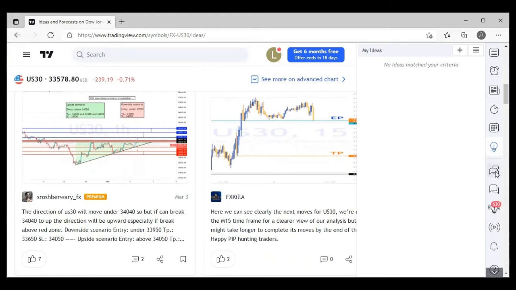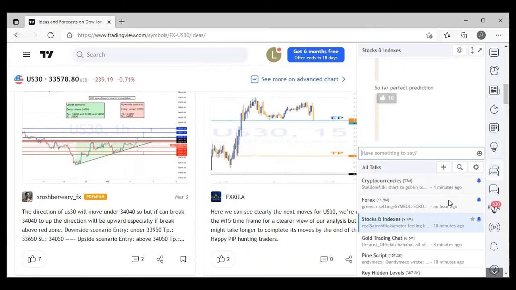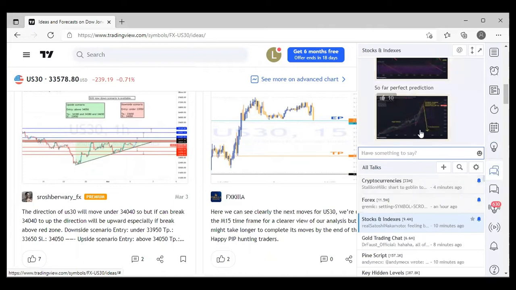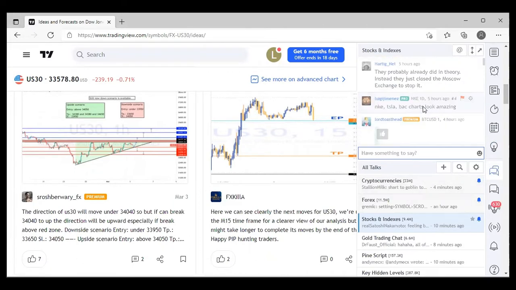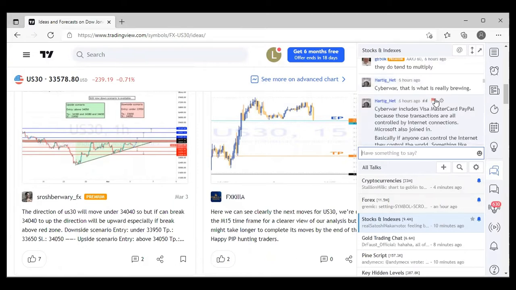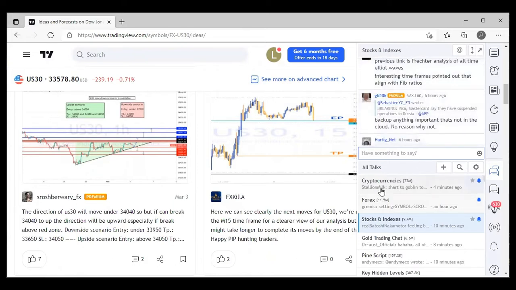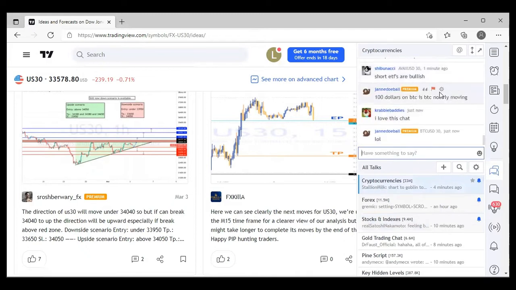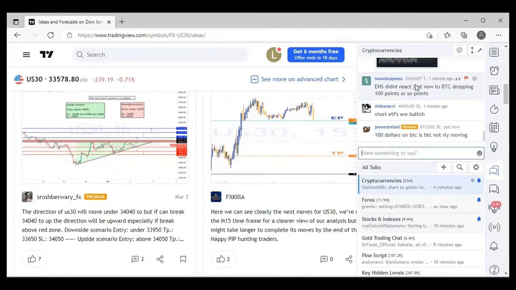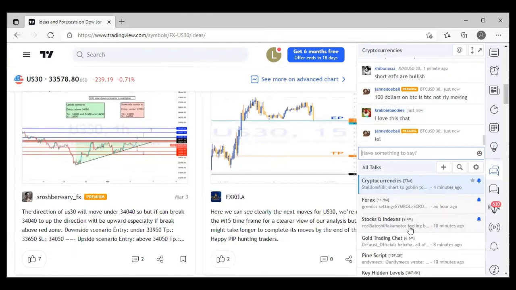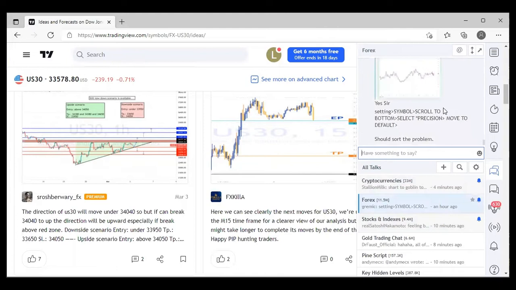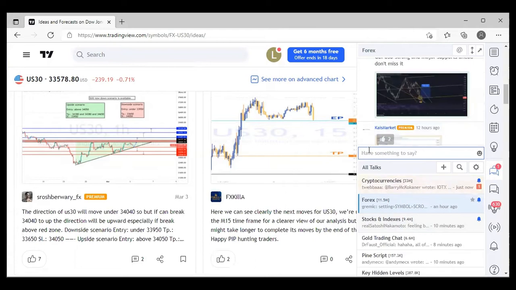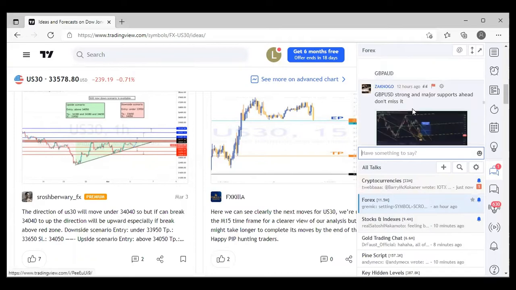We have public chats here as well. Right now you can see people chatting. These are traders from all over, talking about stock indices. They could be talking about cryptocurrencies. If I click on cryptocurrencies, people are talking about BTC, and so on. If you go on the Forex chat, this is a public chat. People are just talking, and if you have something to say, you can type in whatever you want to say there. Like I said, TradingView is very versatile. So that's the public chats.